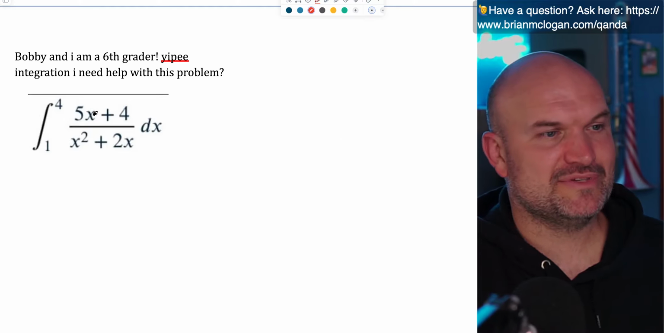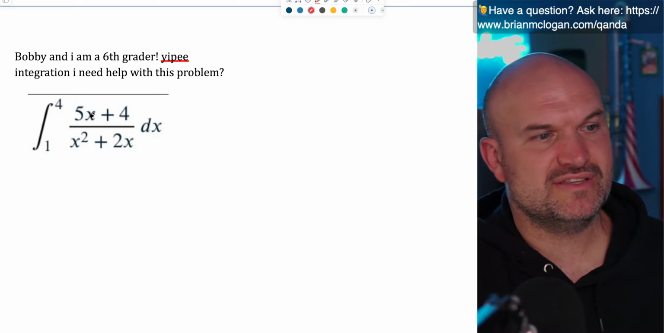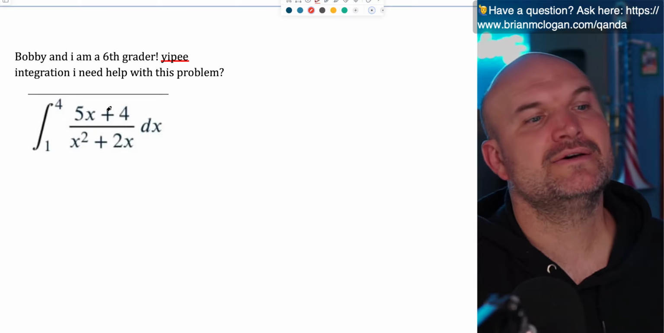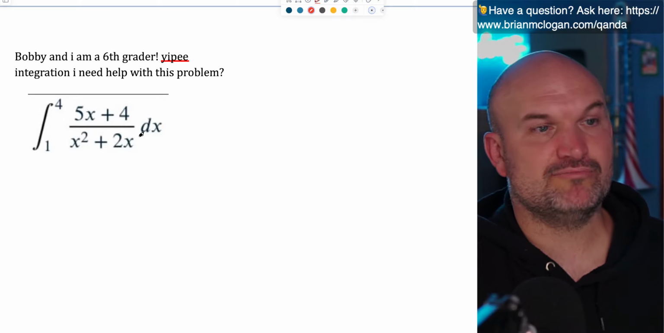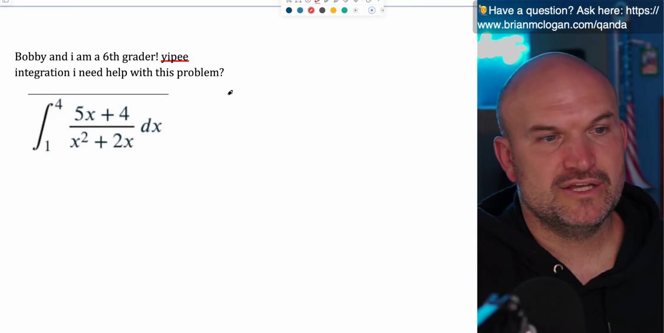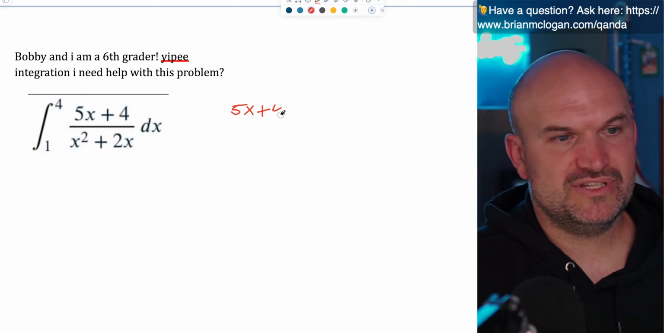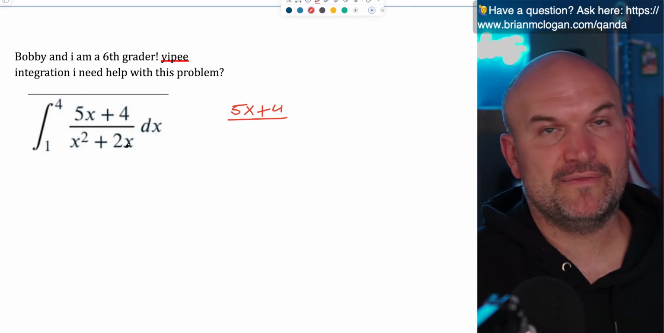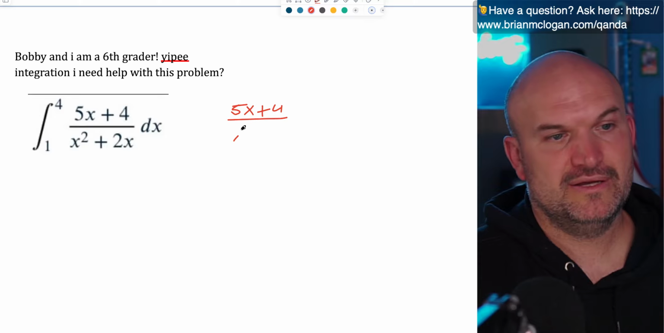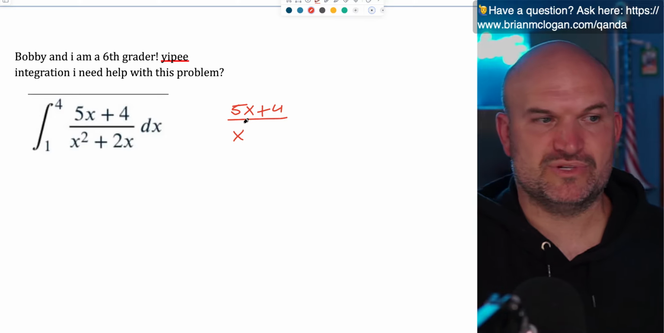All right. So I need to integrate the definite integral on the interval from 1 to 4 of the rational expression (5x + 4) divided by (x squared + 2x) dx. The first thing I'm going to want to do is break up this rational function using partial fraction decomposition. So I'm going to take 5x + 4 divided by the denominator, and I'm going to factor out this denominator, because I want to break this rational function up into its parts.